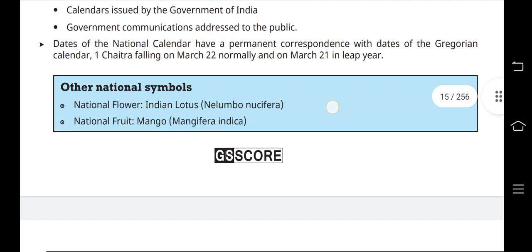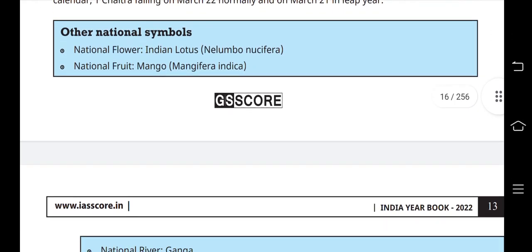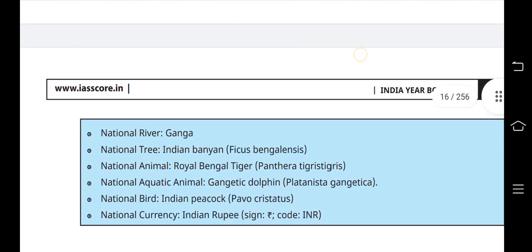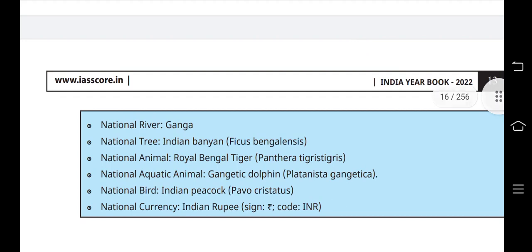Other national symbols. National flower: Indian lotus, Nelumbo nucifera. National fruit: mango, Mangifera indica. National river: Ganga. National tree: Indian banyan, Ficus benghalensis.